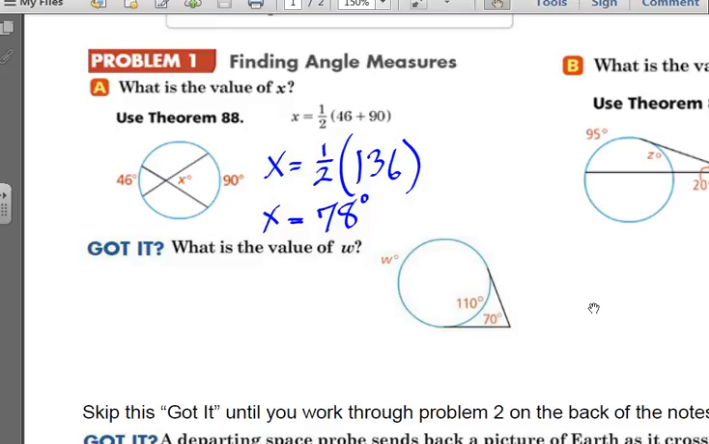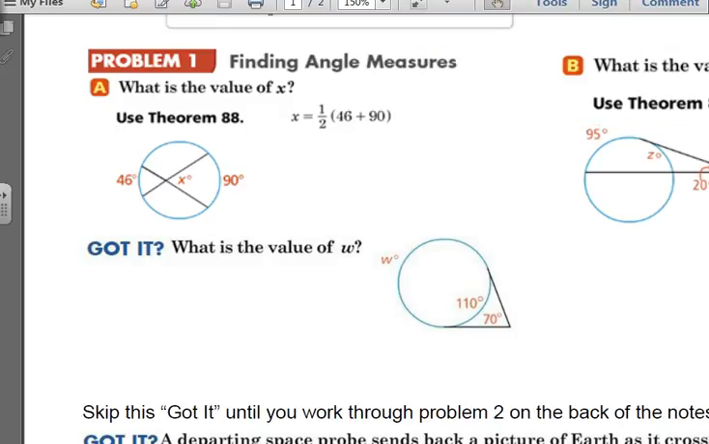No. Ooh, not 78. Oh, that's 68. Yeah, 110 off. Good catch. So try B. Now we have to use one of our different rules.